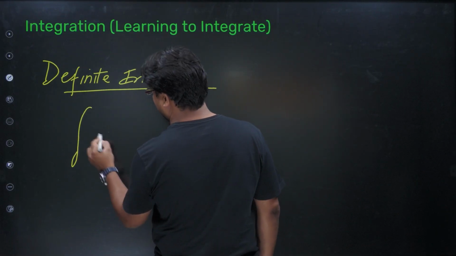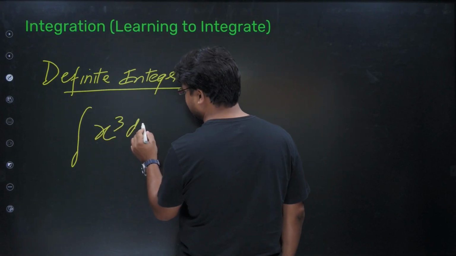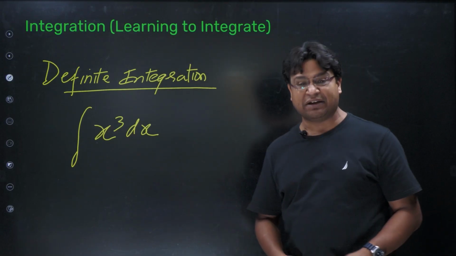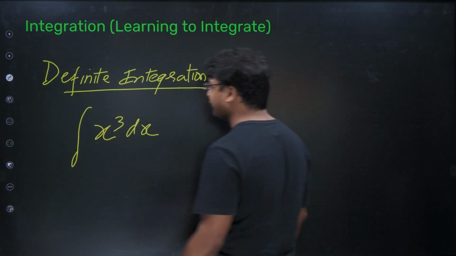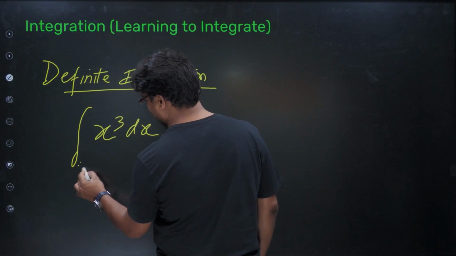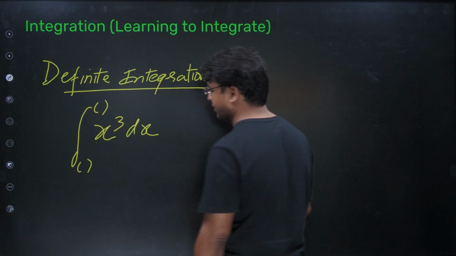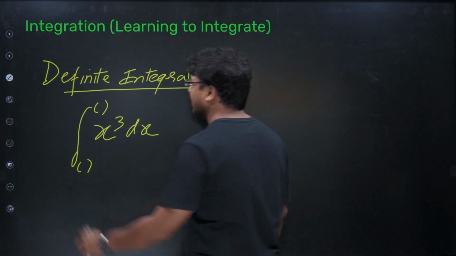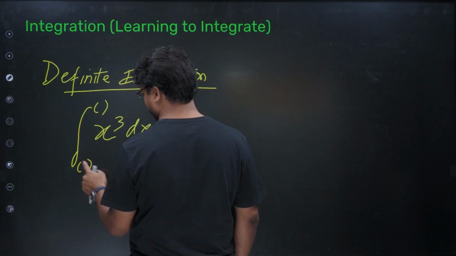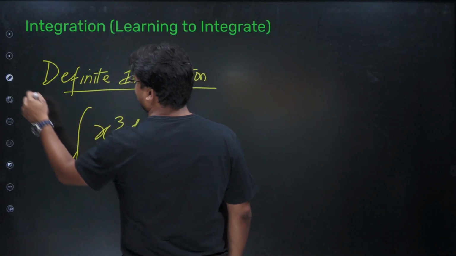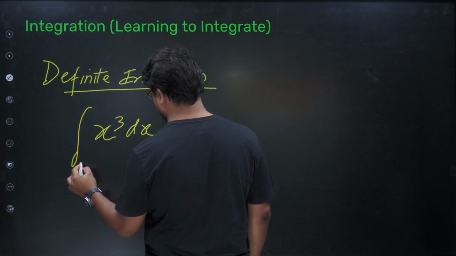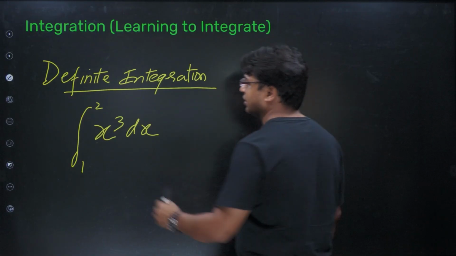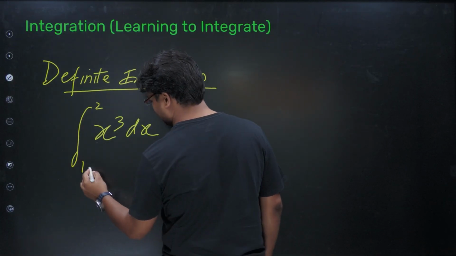Suppose I asked you to integrate x cube. Till now it represents indefinite integration, but now if I put two numbers here, one number here and one number here, then it becomes a definite integration. For example, let's say I put 1 and 2 here. So this is called the lower limit.